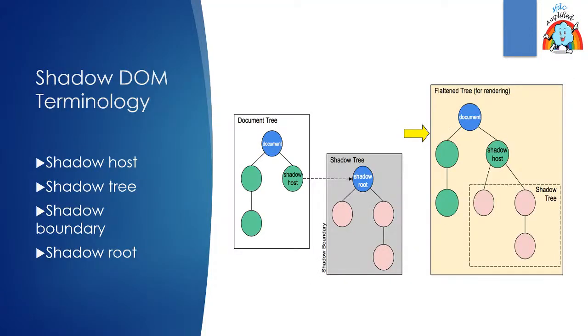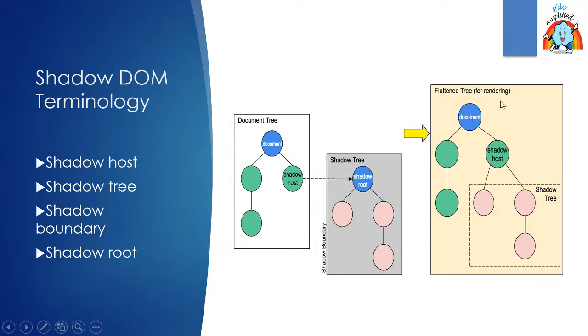So let's understand some basic terminology, and then we can see the code to understand it better. You can see here the shadow host is the regular DOM node that shadow DOM is attached to. Then there is the shadow tree, the DOM tree inside the shadow DOM. And then there is the shadow boundary, the place where the shadow DOM ends, and then we can start the regular DOM.